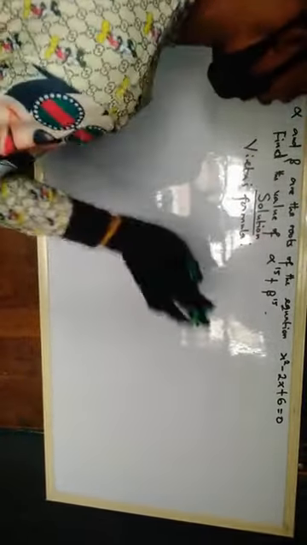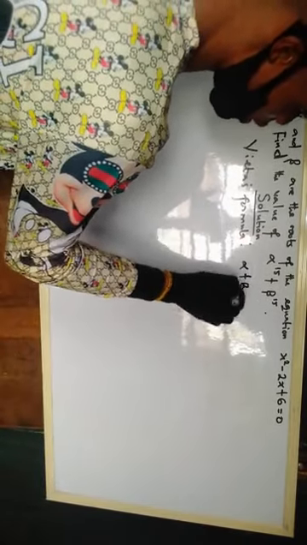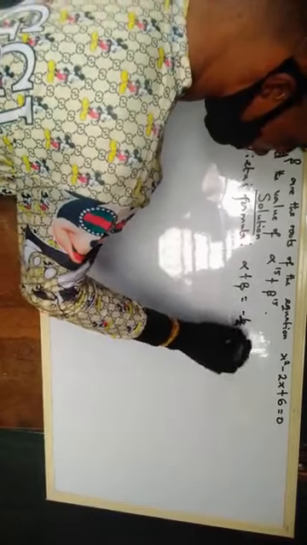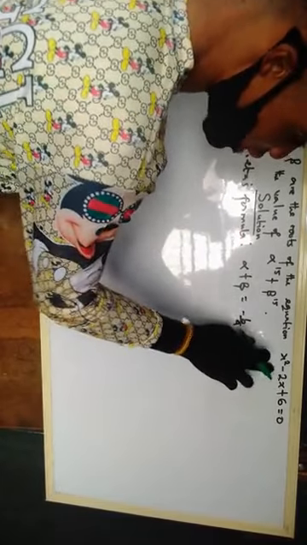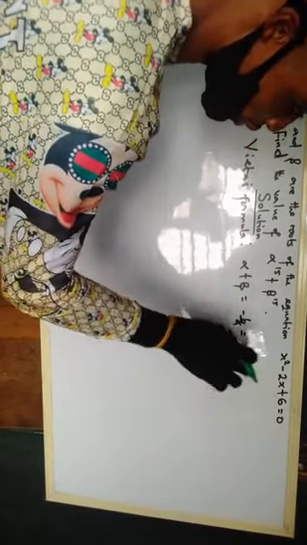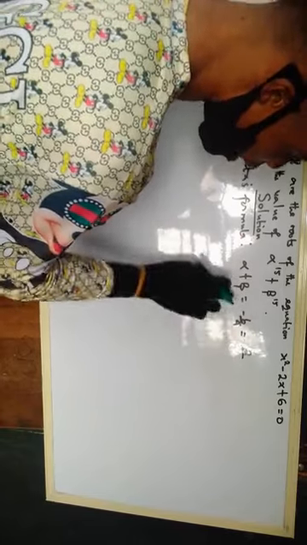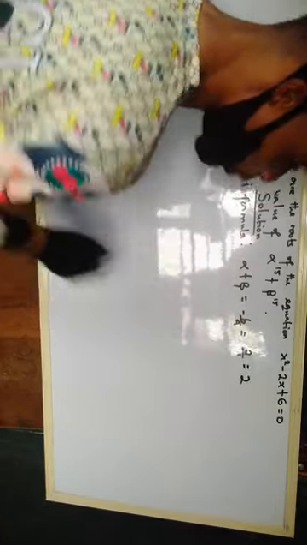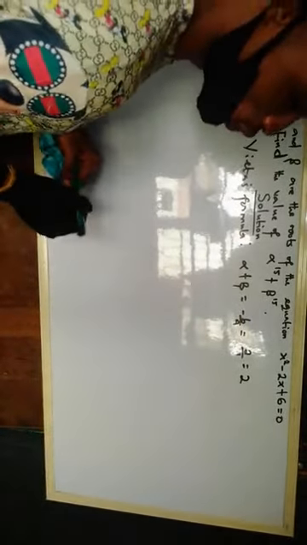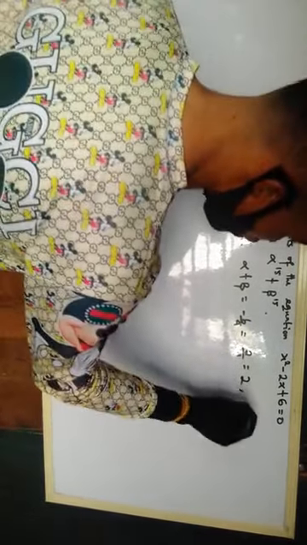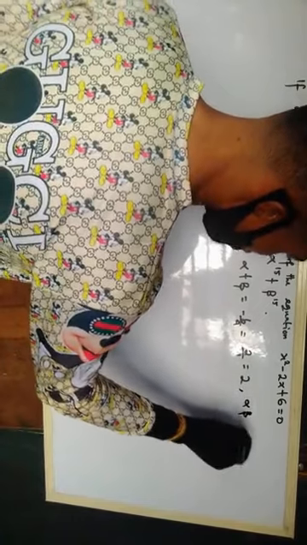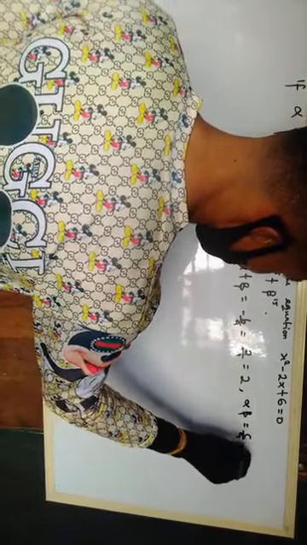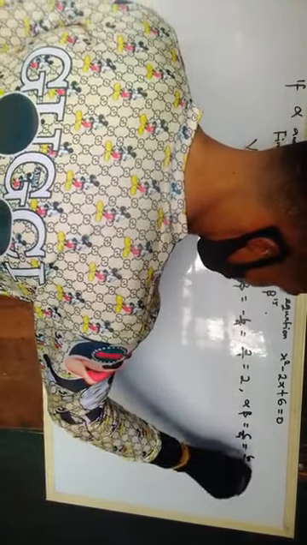So since alpha and beta are the roots of this equation, we have alpha plus beta equal to minus b over a, and minus b here is minus open bracket negative 2, which is 2, over a, the coefficient of x squared, that is 1. So the sum of the roots equals 2. Then the product of the roots, alpha times beta, is going to be c over a, which is 6 all over 1. This is equal to 6.